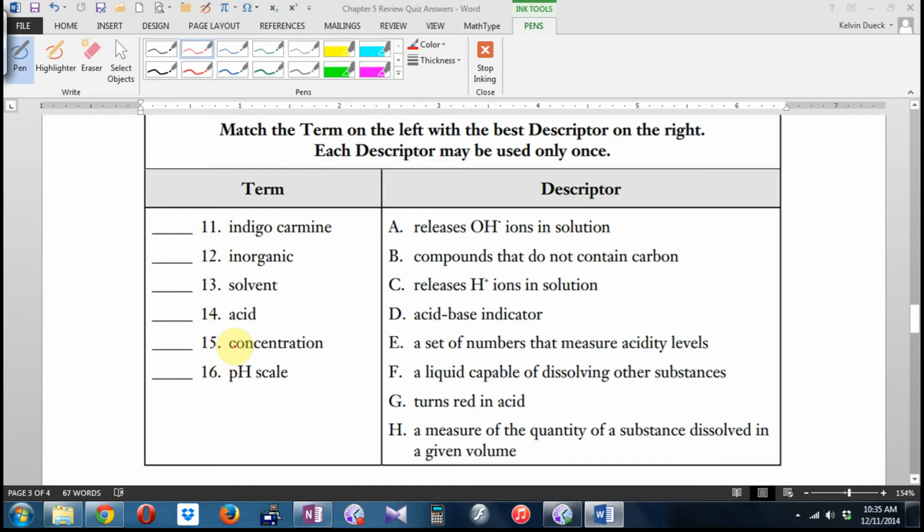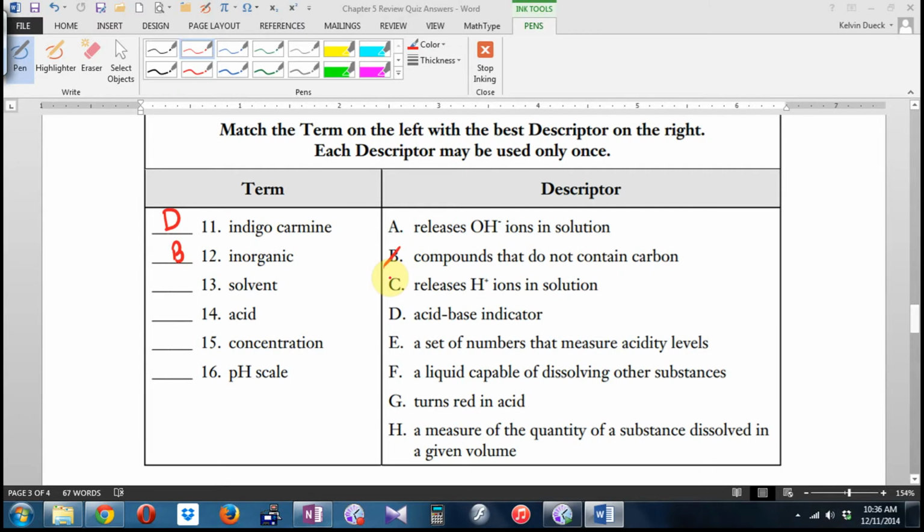Match. Each descriptor may be used only once. 1, 2, 3, 4, 5, 6. 1, 2, 3, 4, 5, 6, 7, 8. I'll still cross them out when I use them. Solvent. You haven't really talked about that very much, Mr. Dueck. Yeah, I think I'll be able to figure it out. Indigo carmine. It turns yellow in a really, really high pH, like past 12. Otherwise, it's blue. Well, it's an acid-base indicator. You know what? I guess D. I'm not really thrilled with that definition. It is an acid-base indicator, though. Fair enough. Inorganic. Oh, that I can get. Solvent. I don't know yet. I'll come back to that.